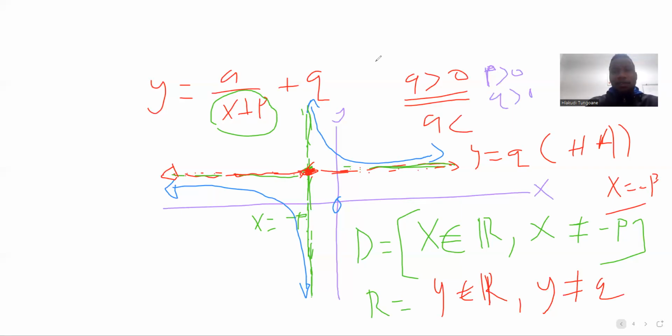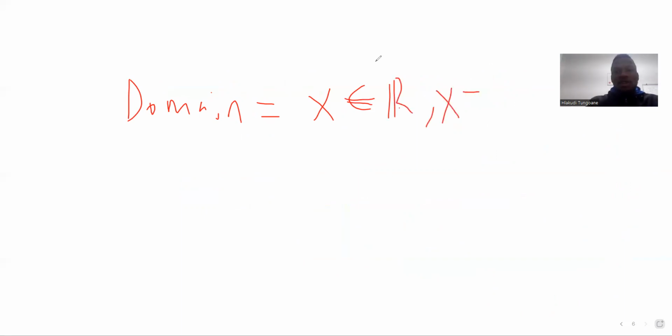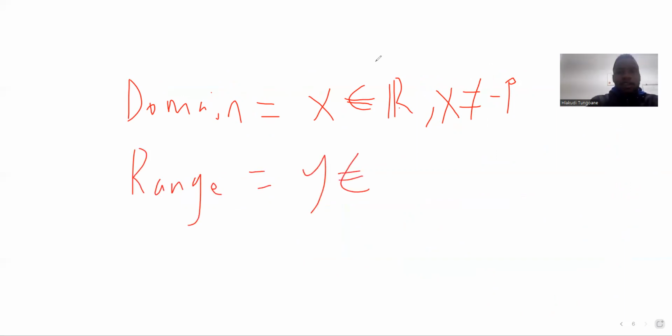If you want to see this, you can plot another graph where a is negative, and you're going to see that the results are still the same. That's because the domain will always be x is an element of all real numbers, but x cannot equal minus p. And then the range will always be y is an element of all real numbers, but y cannot equal q, essentially.